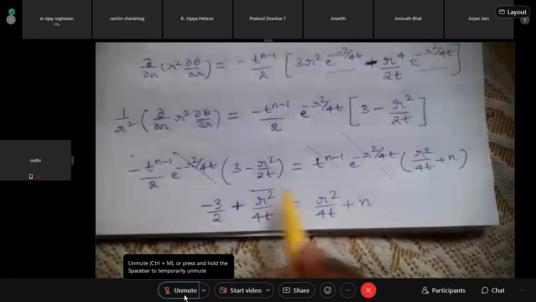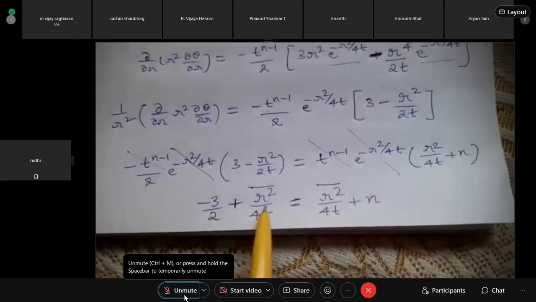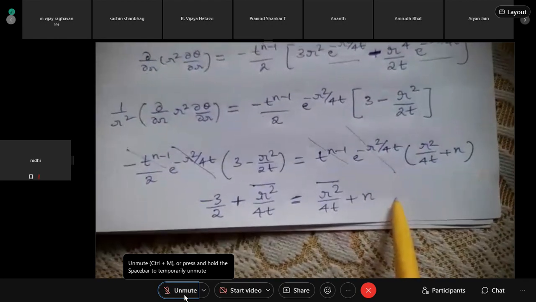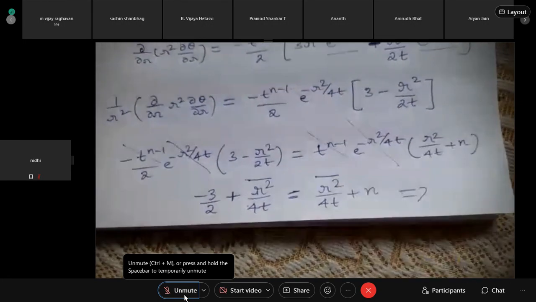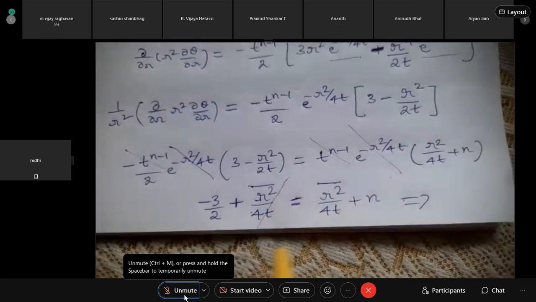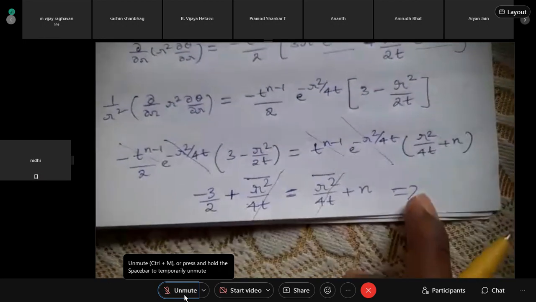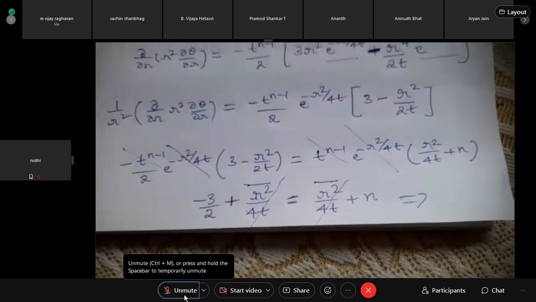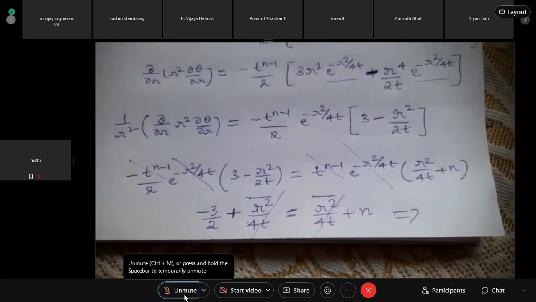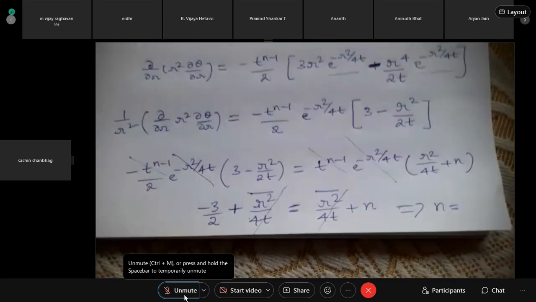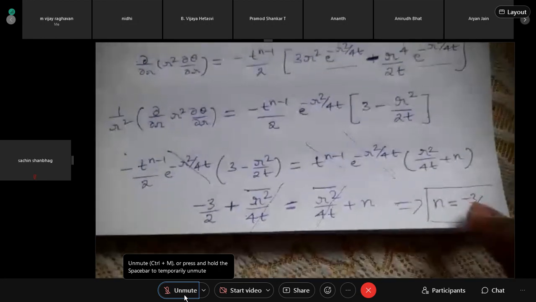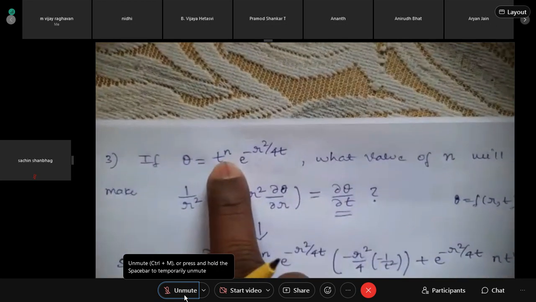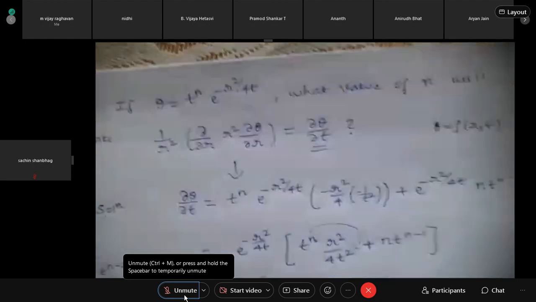Can I again cancel these two? It is not by the cancellation law. When you shift this to the other side, it becomes minus r square by 4t, and plus r square by 4t and minus r square by 4t will get cancelled, right? It is not by division. Yes, sir. And what is the value of n which you are getting? Minus 3 by 2. That's all. This is the answer which we require. The value of n should be minus 3 by 2. So if you take n is equals to minus 3 by 2, then this equation will be satisfied.